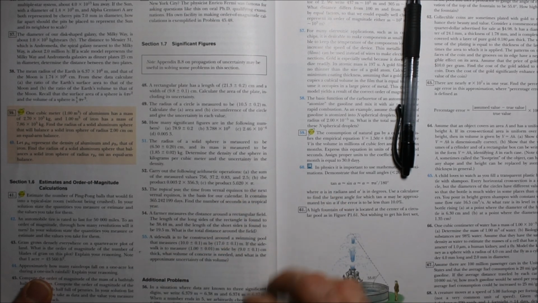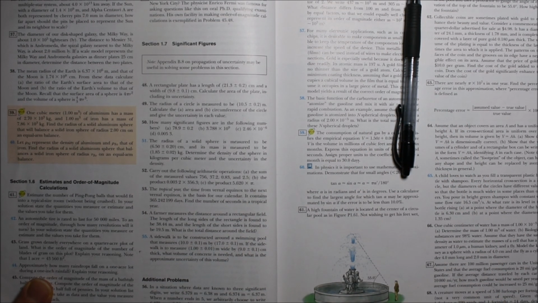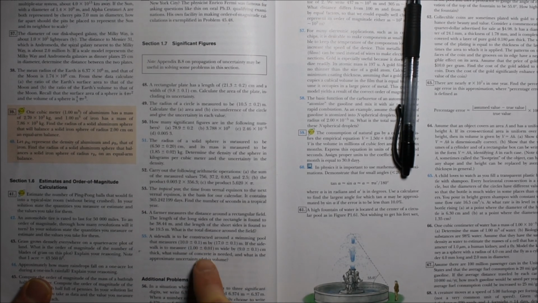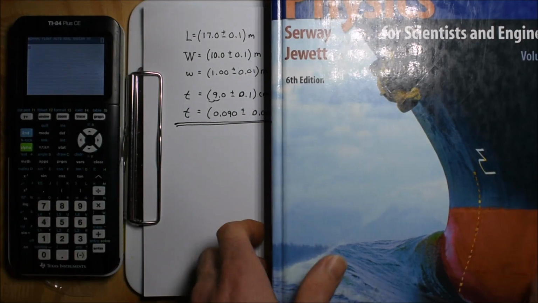You know what I mean? Plus or minus how many meters cubed. And all these measurements have an uncertainty. So let's just get to it.